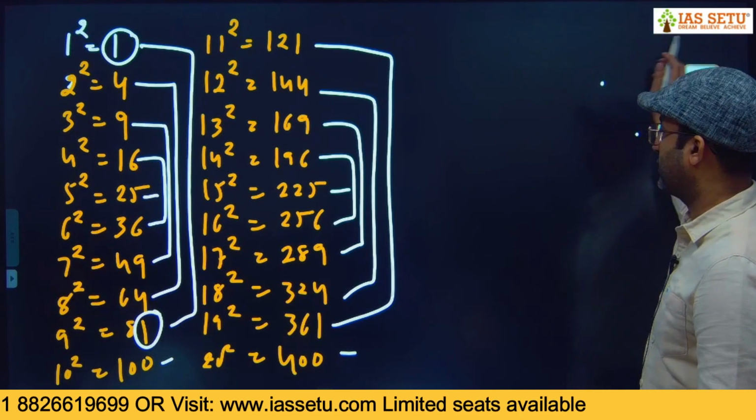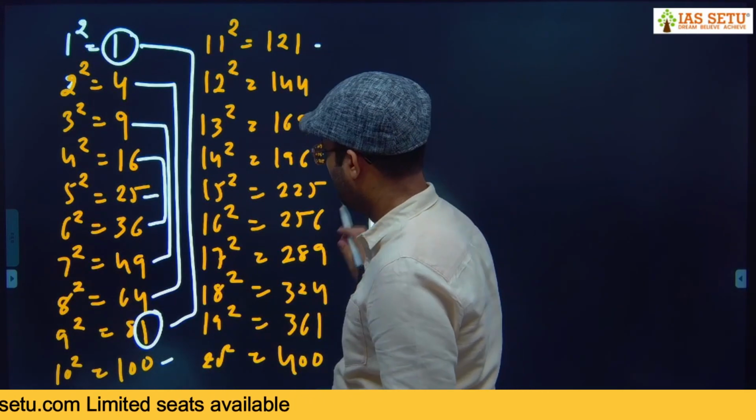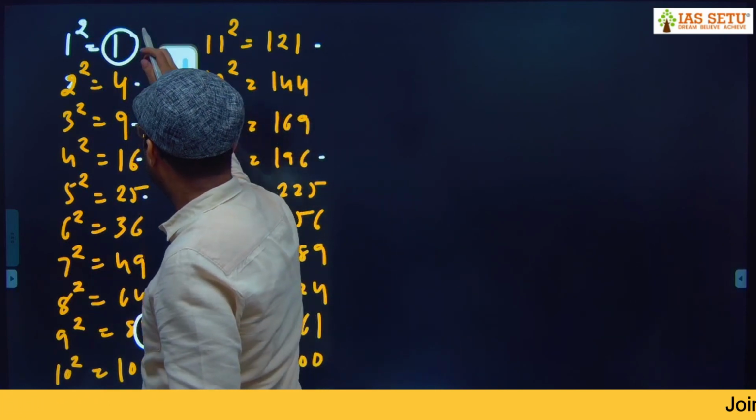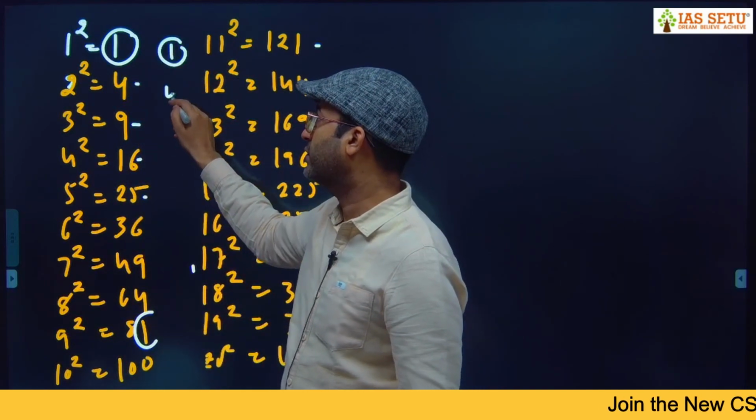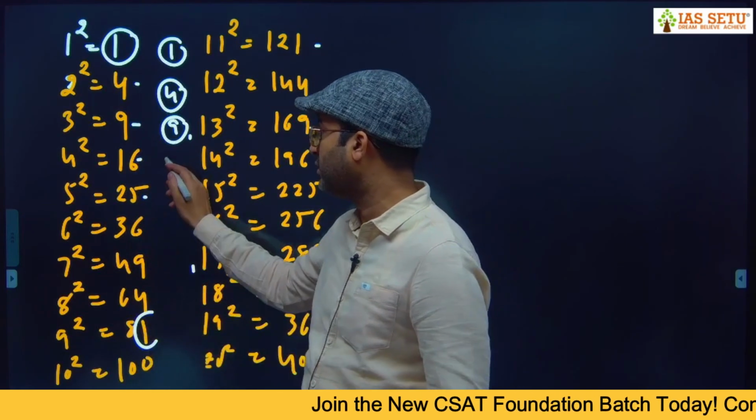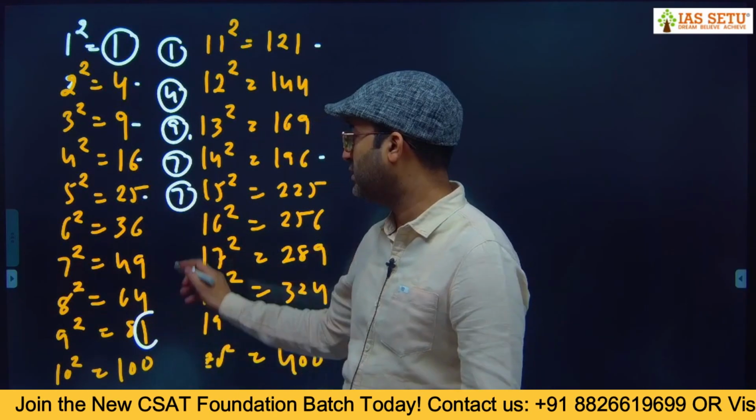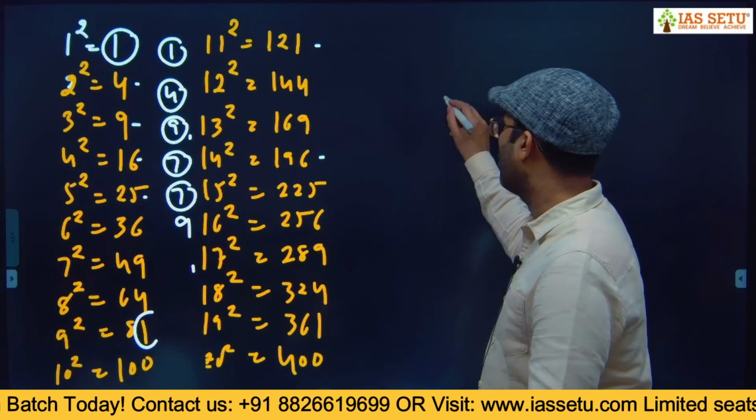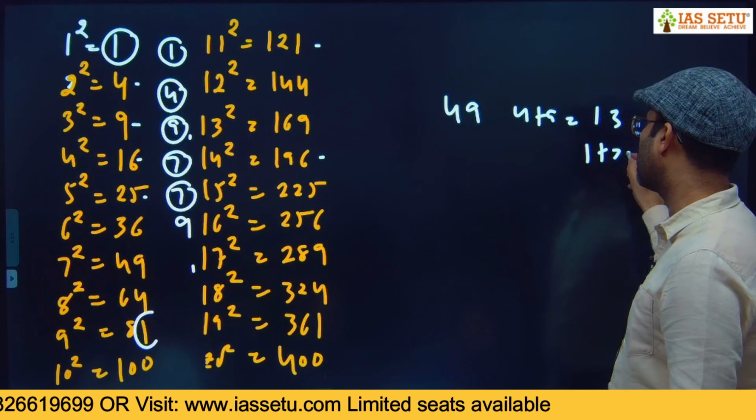Now second observation. Sum of the digits of a perfect square number. It is 1, it is 4, it is 9. In 16, 1 plus 6, you have to take the sum, 7. What about 25? 2 plus 5, 7. What about 36? 9. What about 49? 4 plus 9, 13, and further you have to add 1 plus 3, you get 4.